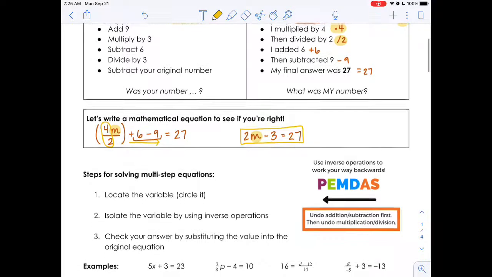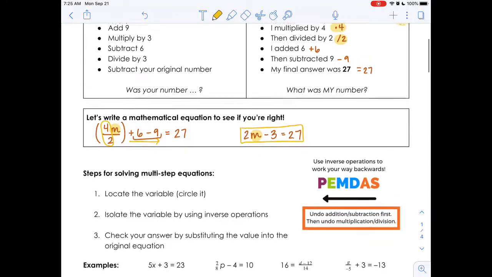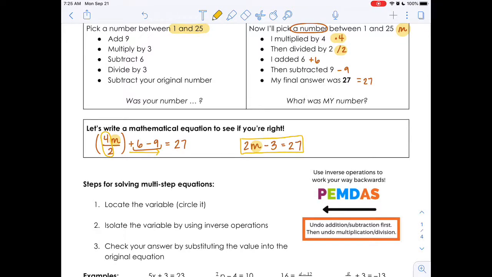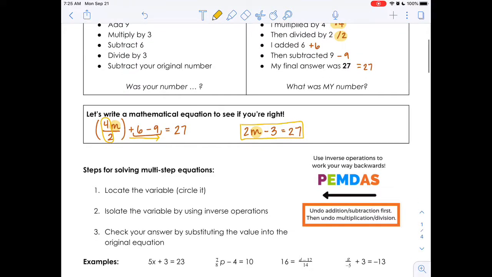So let's take a look at the steps for solving here. And you might have actually used these steps when you originally tried to find out what my number was, but we're just going to put a name to them. These steps are almost exactly the same as last week. We're going to first locate the variable, and I want us to circle it. We're going to circle our unknown. Locate, remember, just means to find it.